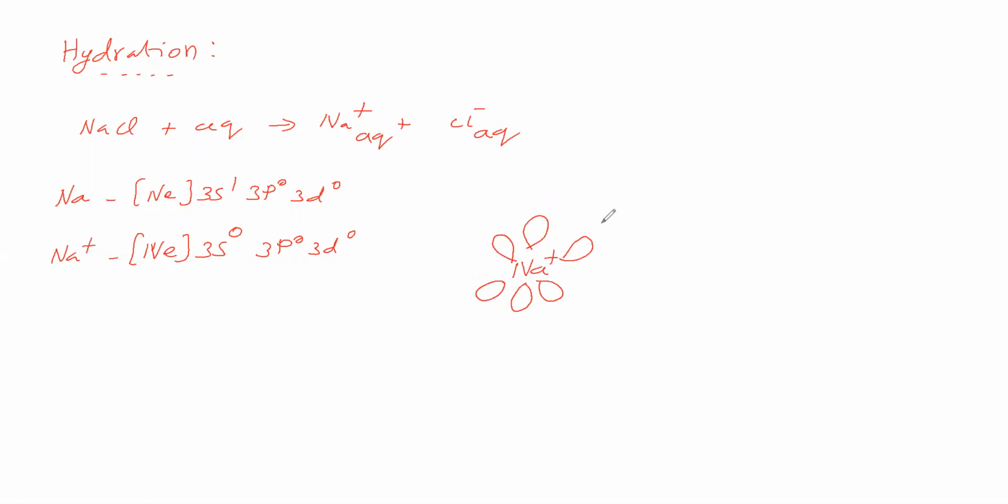Now the water molecule comes. The water molecule is contributing a lone pair, and Na+ is contributing a vacant orbital. The oxygen of water contributes a lone pair, and between them overlapping is possible. The Na+ vacant orbital and the oxygen lone pair overlap. Therefore, a dative bond is produced like this.